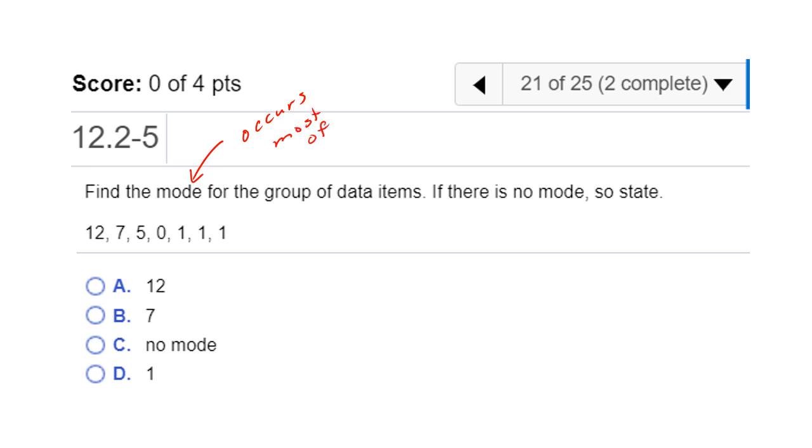Now the mode is the number that occurs most often. It's possible to have no mode if no number repeats, and it's possible to have more than one mode if you have more than one number repeating at the same amount. This problem only has one mode because one number repeated itself 3 times, and that is a 1. So my answer is D.